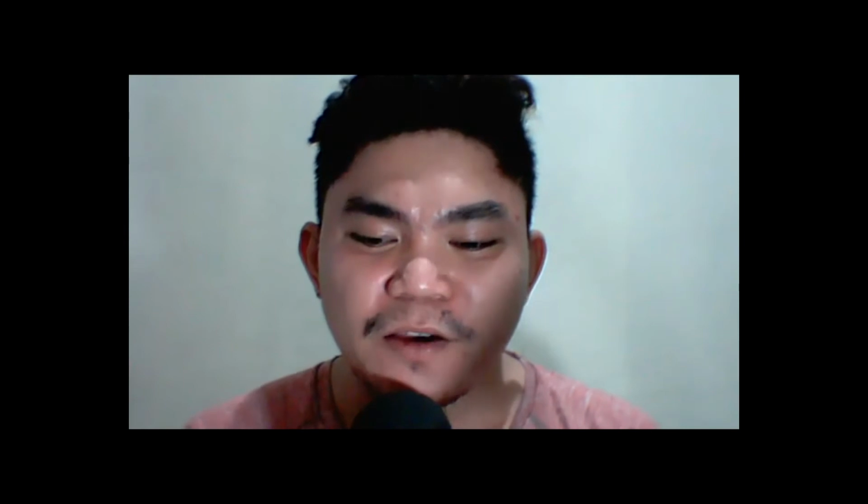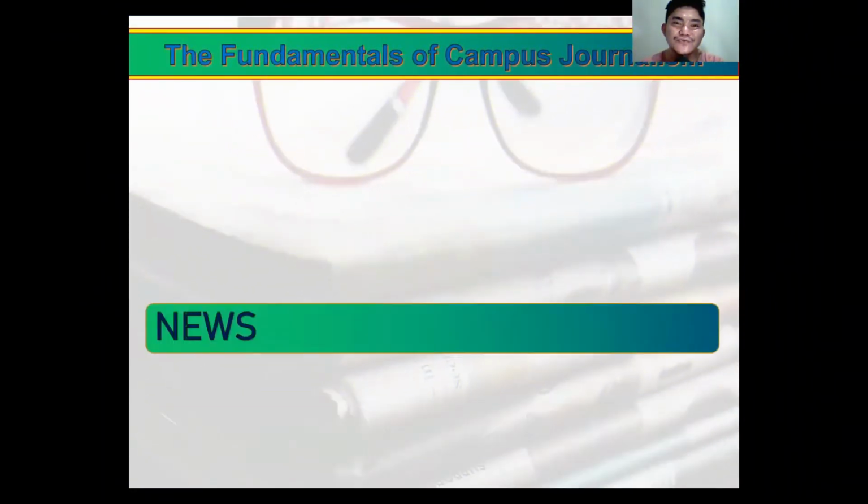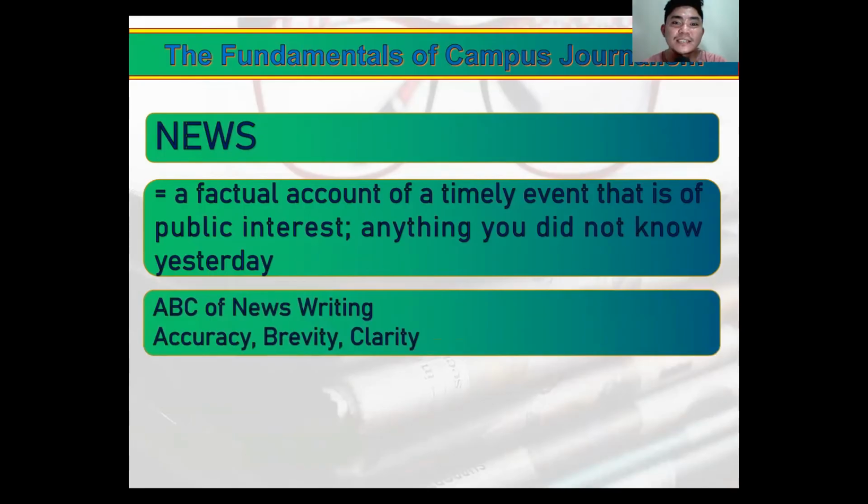We'll be focusing on news, feature, editorial, and sports writing, including photojournalism and editorial cartooning. Let's start with this one. News. A factual account of a timely event that is of public interest or anything you did not know yesterday. So this refers to the things that we usually read or watch to update ourselves of what is happening around us. And it also has ABC.